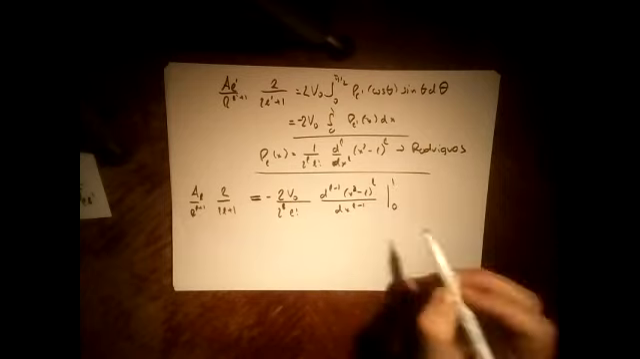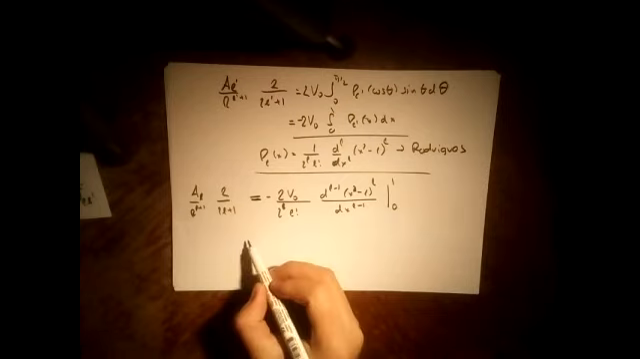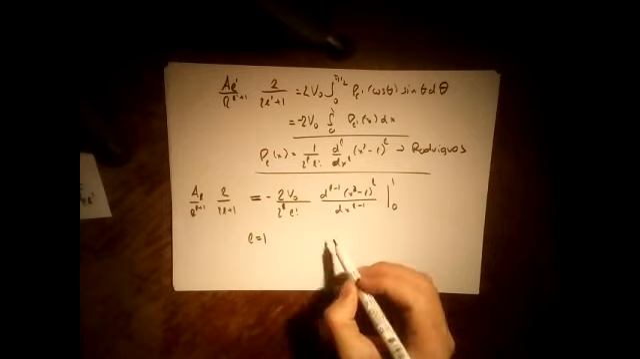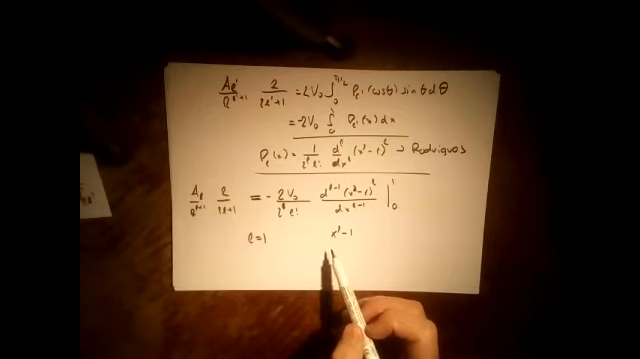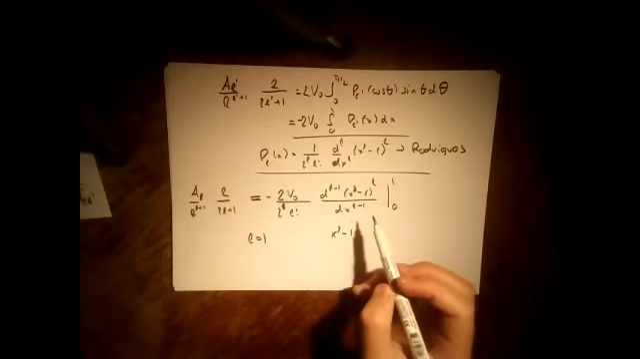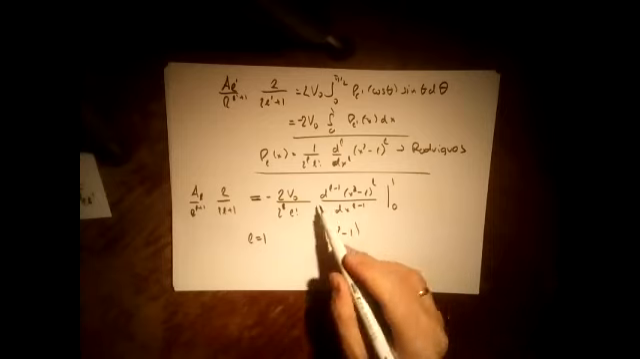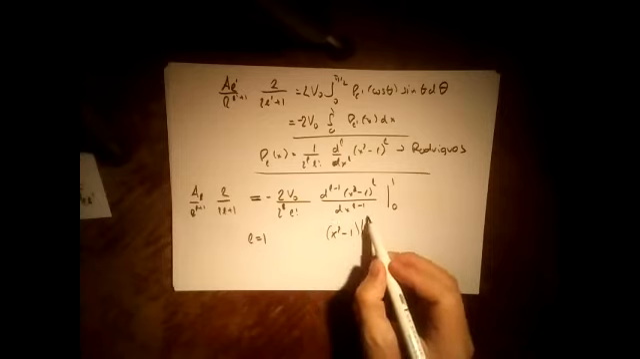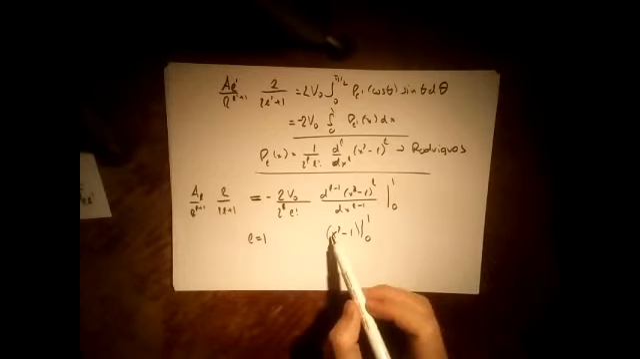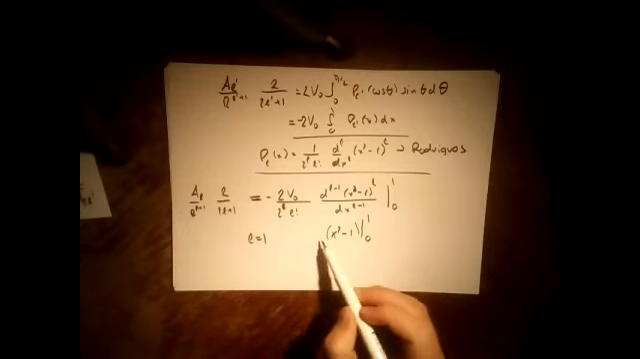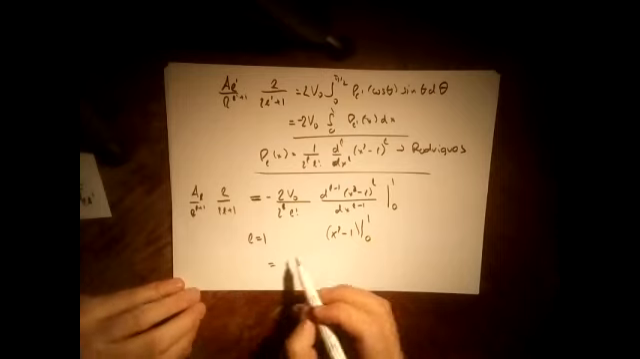Then, for example, I can make L equal to 1. Then I have x squared minus 1, but I have the 0th derivative of that, so it's also the function itself. And I have it from 0 to 1. So I'm going to have a minus 1, because 1 minus 1 is 0, and 0 minus 1 is minus 1.